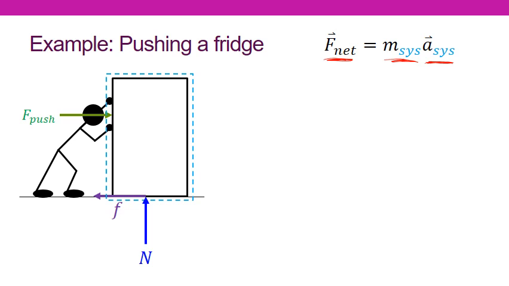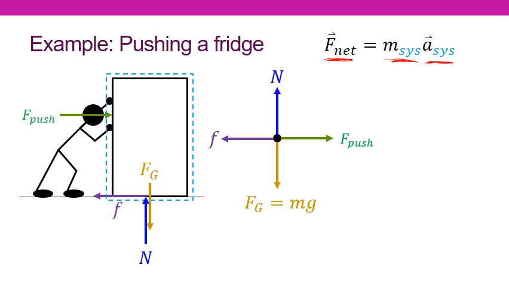Friction is, of course, a force that prevents the floor from moving relative to the fridge, or the fridge moving relative to the floor. Of course, there's always gravity. Gravity is our one long-range force. And now we've got all our forces. We can draw our free body diagram. Our free body diagram has our normal force pointing upwards, the force of gravity pointing downwards, our pushing force pointing to the right, and our frictional force pointing to the left.